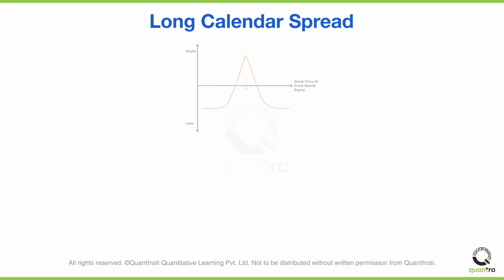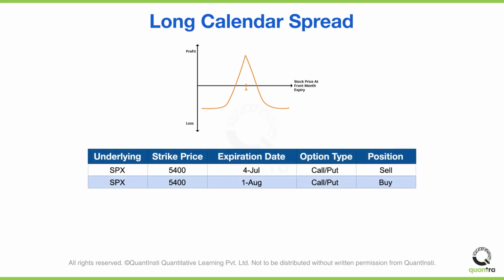You can create a long calendar spread strategy. Basically, to construct this strategy, what we're doing is buying and selling the same type of option for the same underlying and the same strike price, but at different expiration dates. So, you are buying a far-term option and selling a near-term option.